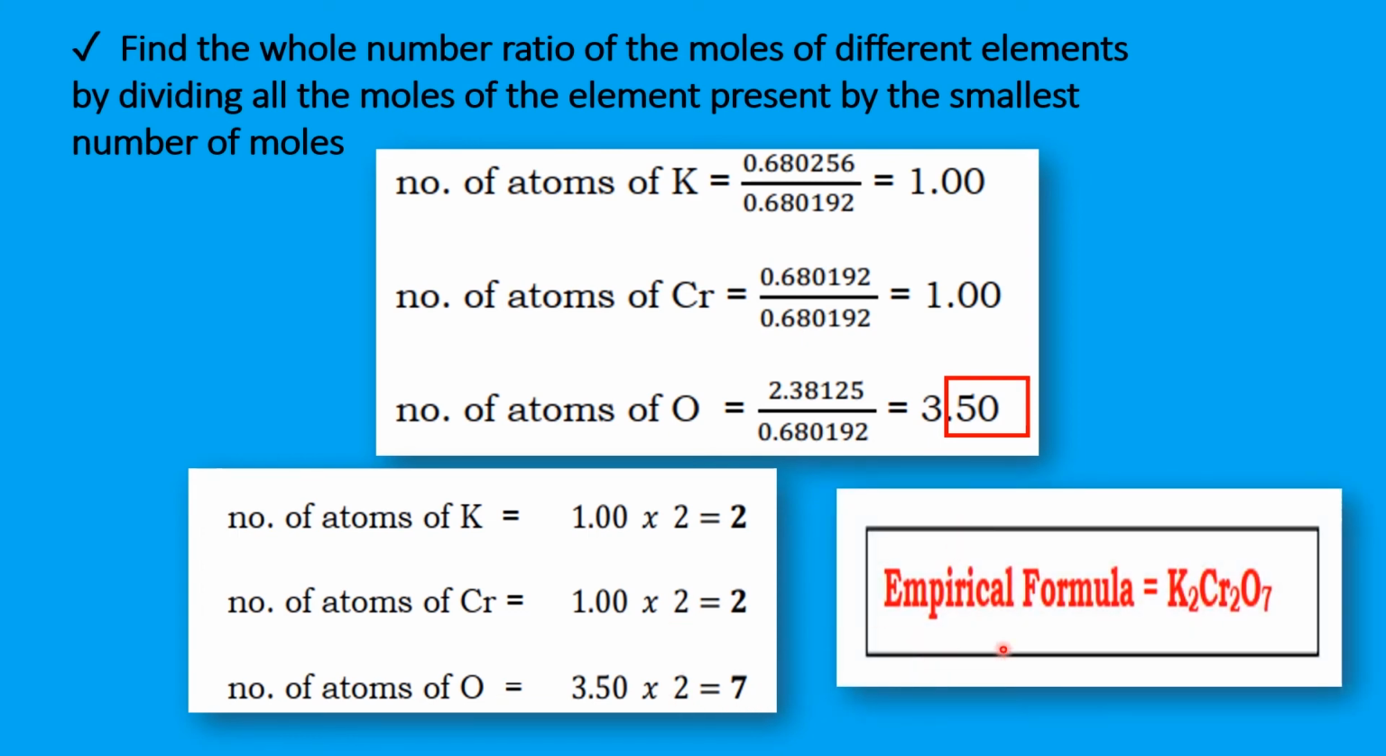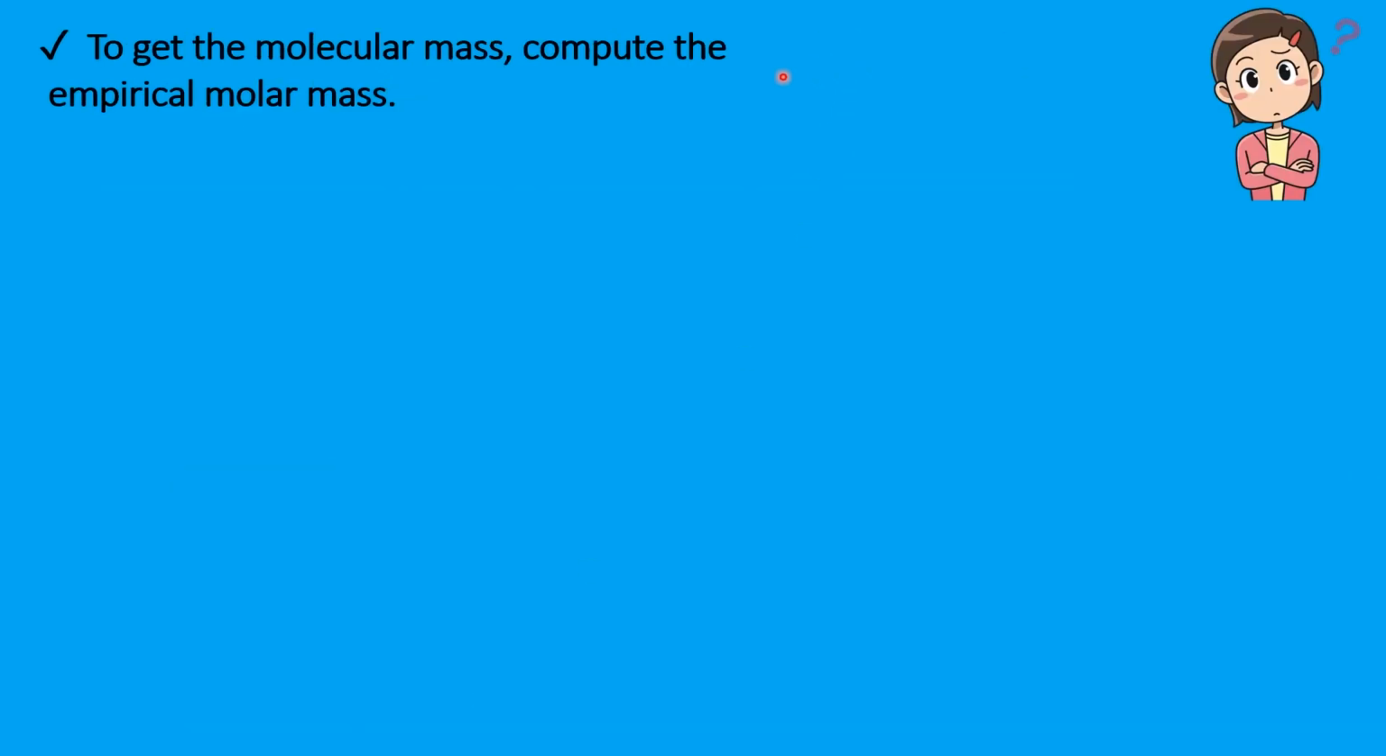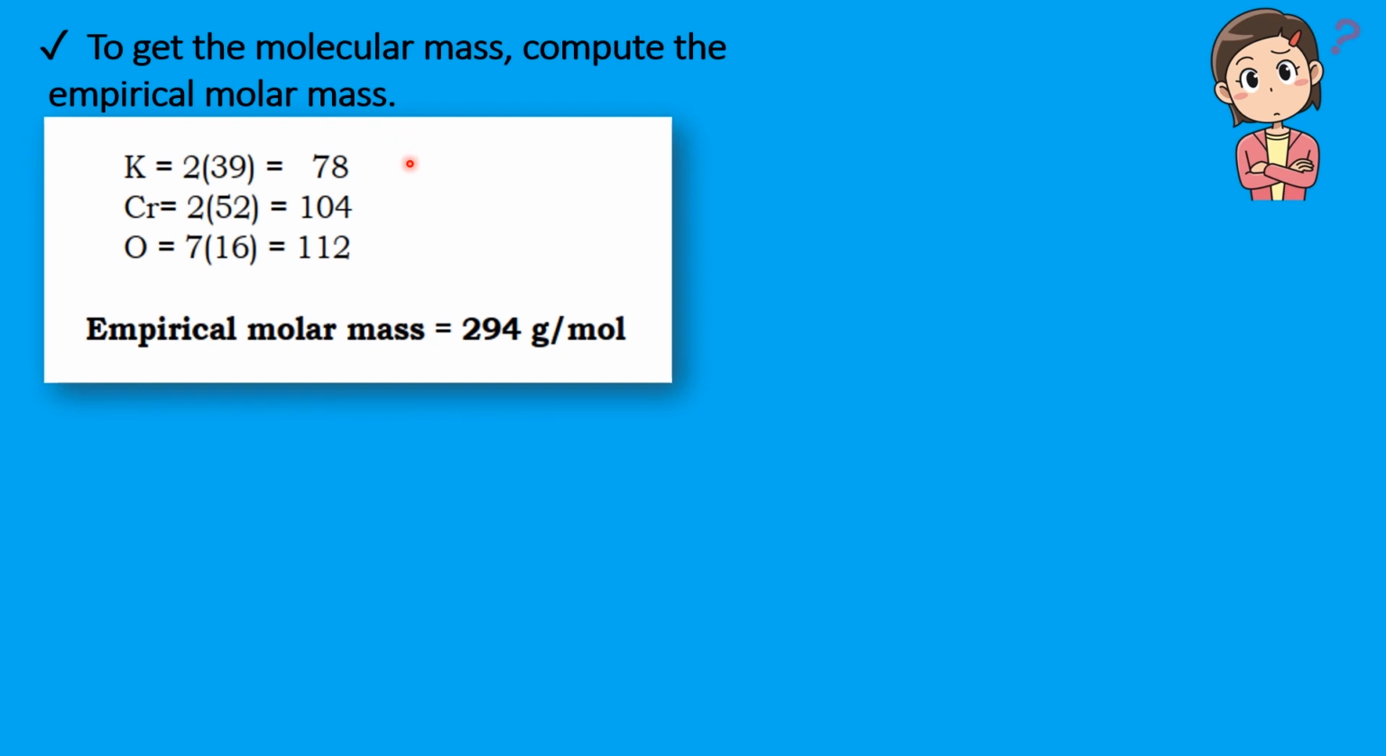So the empirical formula is K2Cr2O7. After getting the empirical formula, we are now ready to get the molecular formula of the compound. To get the molecular formula, compute the molar mass of the empirical formula. Remember that we have the K2Cr2O7. We need to get the molar mass of this compound. So the empirical molar mass is 294 grams per mole.